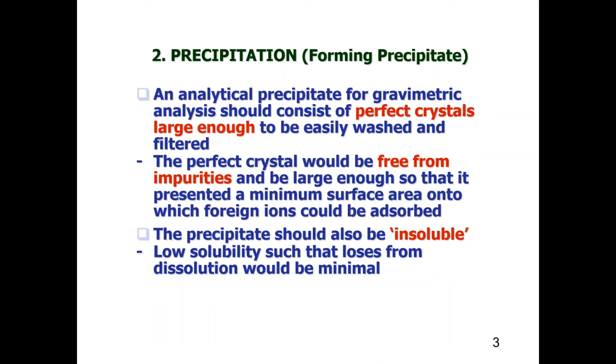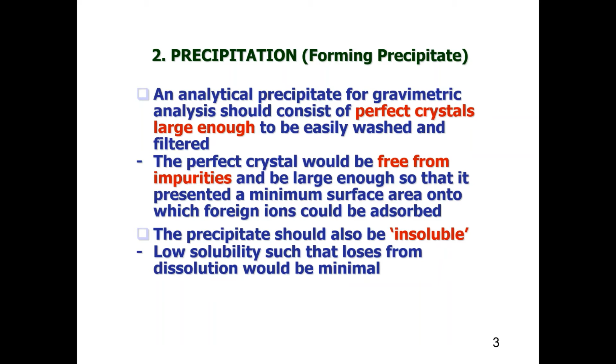Okay, to the precipitation and forming of precipitate. So when we add your precipitant to your analyte, it will form a precipitate. So what kind of precipitate do we want? As mentioned before, we want to have a large precipitate, so that it will be easily washed and easily filtered. So that is a perfect precipitate that we want. It must be large, and then it should be free from impurities besides the spectator ion.